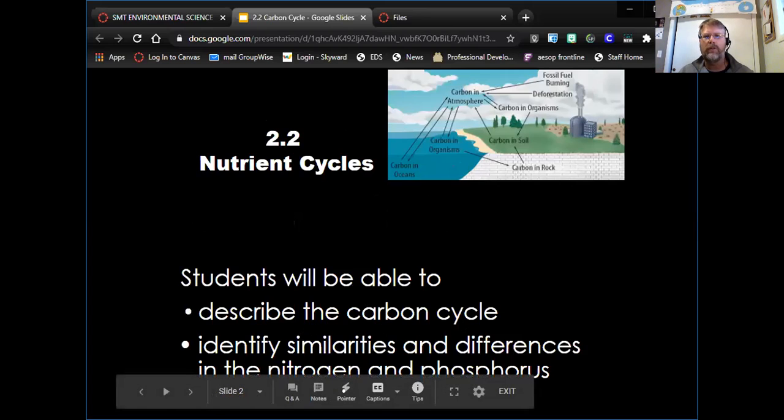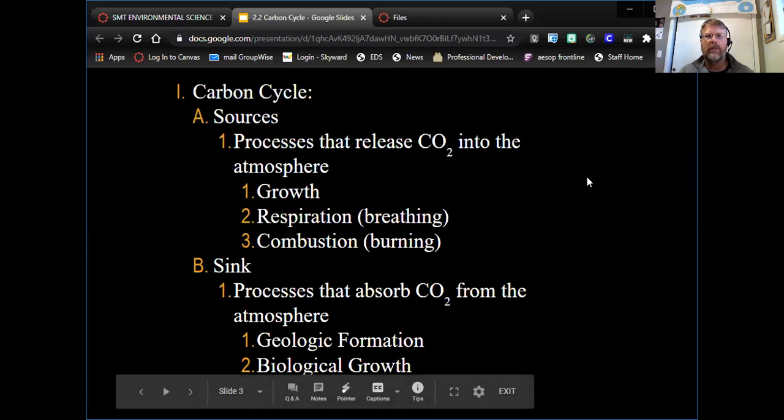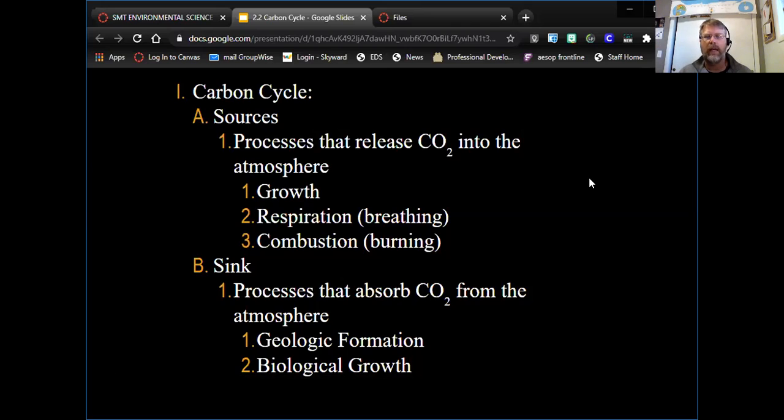What we're trying to do is describe the carbon cycle and then look at similarities and differences with the nitrogen and phosphorus cycles. The carbon cycle has some sources where CO2 is released into the atmosphere: anything that's growing and breathing and burning. Breathing, we call respiration. Burning, we call combustion. Any of those things are going to release carbon dioxide. There are even times when plants are growing that they have cellular respiration and will also give off small amounts of carbon dioxide.